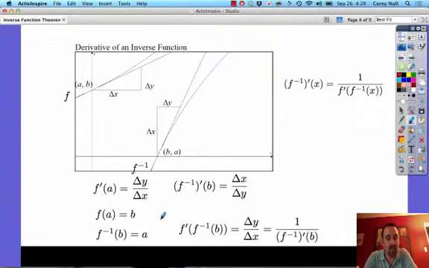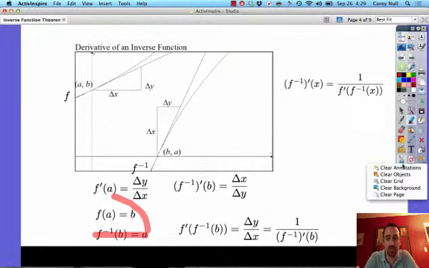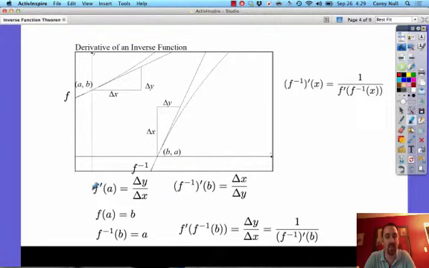Sorry, this is not a direct substitution. I've done it from here: f prime of a, where a is equal to f inverse of b. That goes in here, and I get this. f inverse of b plugged inside of f prime of a is delta y over delta x, right? That's what I have. Basically, I've taken this and combined those two statements.